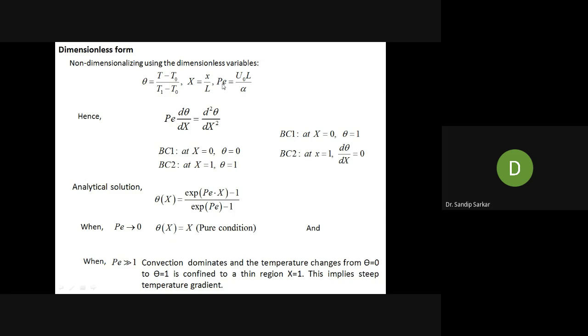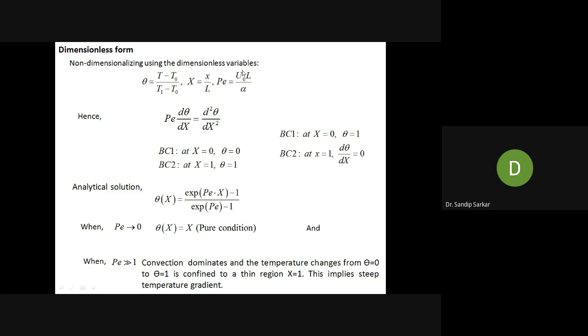So this is a typical dimensionless number. Likewise, we have a Reynolds number, we have a Prandtl number, we have a Schmidt number for chemical engineering, Nusselt number for heat transfer. Similarly, there is another number which is called Peclet number, which is defined as U naught L by alpha. So what is the physical significance of Peclet number?